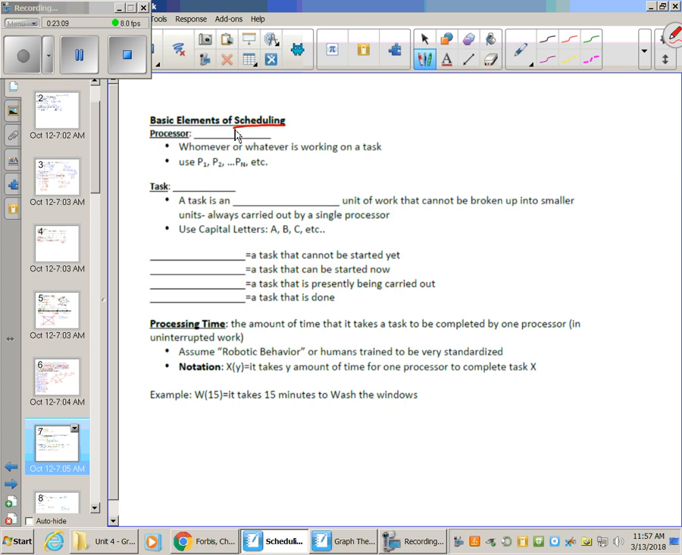When we're talking about scheduling, we're talking about people doing tasks. Those people are called processors. They're the workers. Those workers can be whomever or whatever is working on a task: people, machines, etc. Mostly people is what we're talking about. We'll represent them as P1, P2, and so forth: processor 1, processor 2. And they could be doing anything from completing chores to doing a task at work.